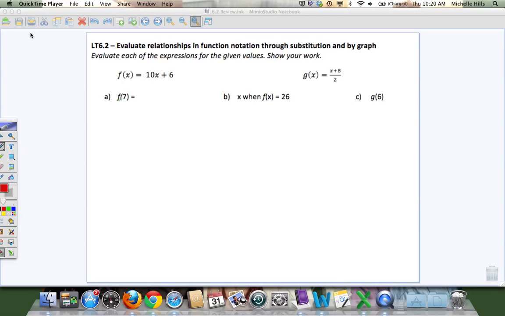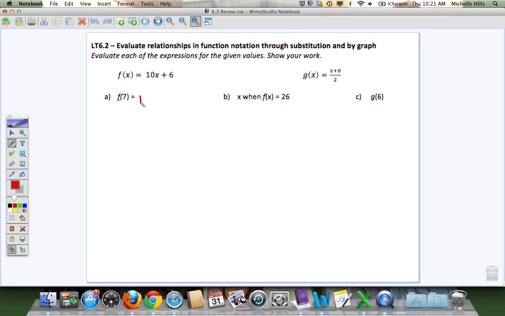So they actually want me to evaluate things here. What I'm noticing is that there are two different functions that are given to me. I have function f and function g. So I need to pay attention to the notation. This is asking me to use function f, so I'm going to use this one. And it says, hey, what happens when I substitute 7 in place of my x?